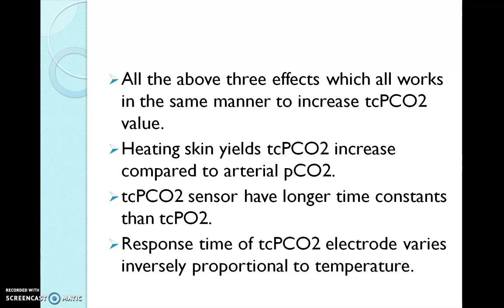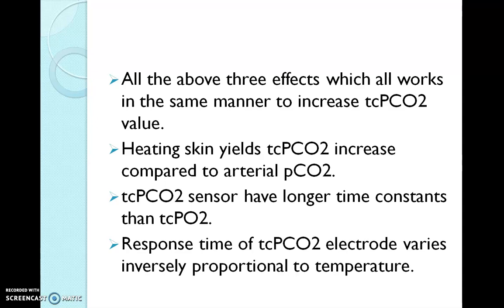The second issue is local tissue metabolism, because cell metabolism is directly correlated with temperature. The third effect is the rate of CO2 diffusion through the stratum corneum, which increases with temperature. As a consequence, these three effects all work in the same direction to increase TCPCO2 values. Heating the skin makes TCPCO2 values larger than the corresponding arterial PCO2. So the correlation between TCPCO2 and arterial PCO2 is usually unsatisfactory.